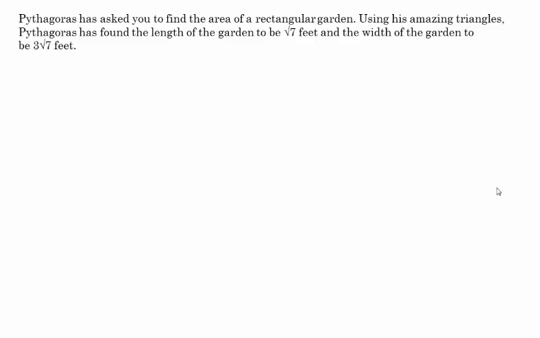So that is another way that you can approach that problem. All right, so let's apply some of this. Pythagoras asked me to find the area of a rectangular garden. So first I'm going to draw a rectangle. Here's my rectangle garden. Using his amazing triangles, he found the length of the garden to be the square root of 7 and the width to be 3 times the square root of 7.